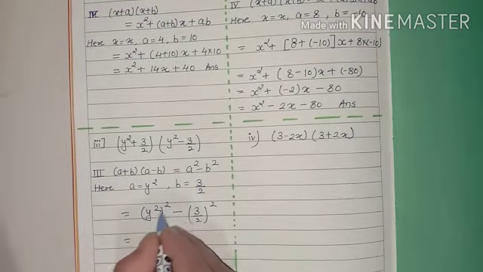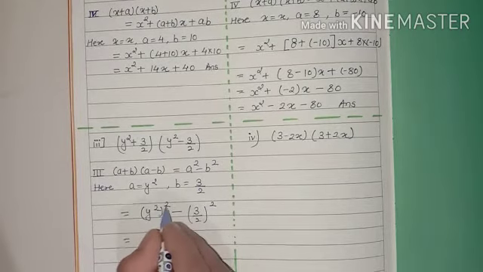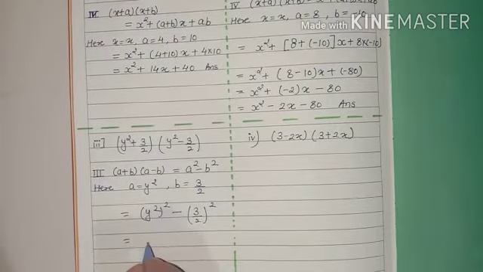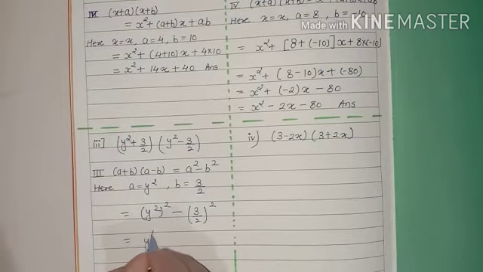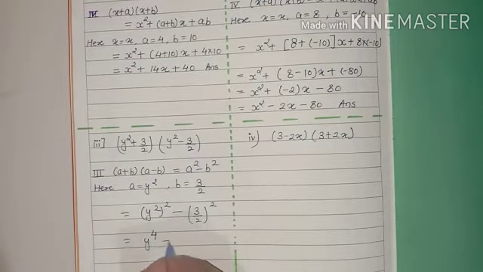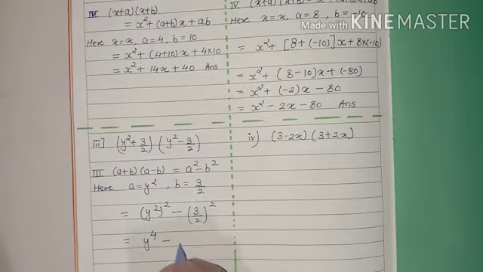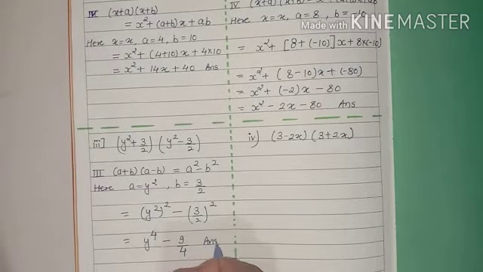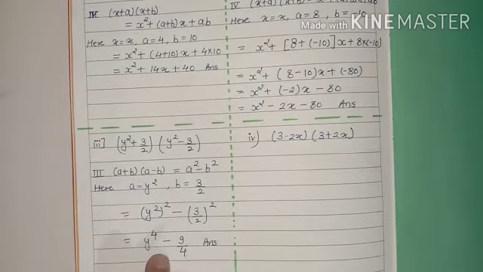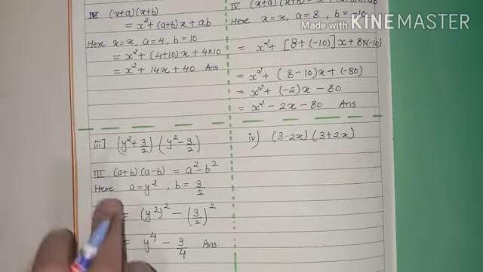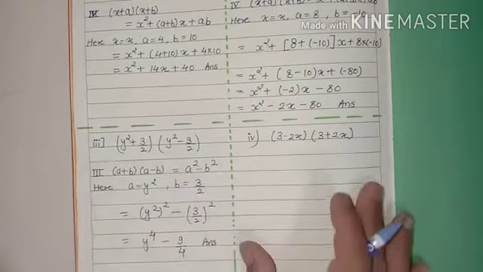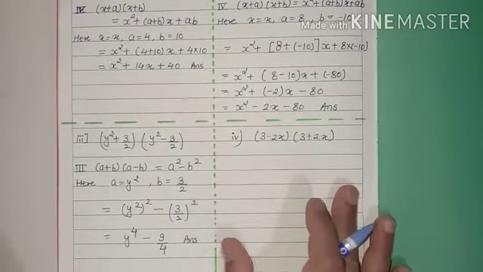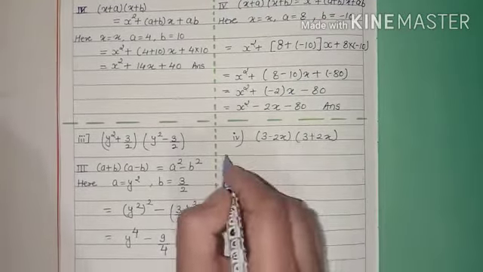(y²)² minus b², that is (3/2)². For (y²)², using the law of exponents, the exponents multiply, so we will get y to the power 4. Minus 3/2 into 3/2, what will we get? We will get 9/4. So this is the product of these two by using the third identity. And the fourth part of this question is (3 - 2x)(3 + 2x).